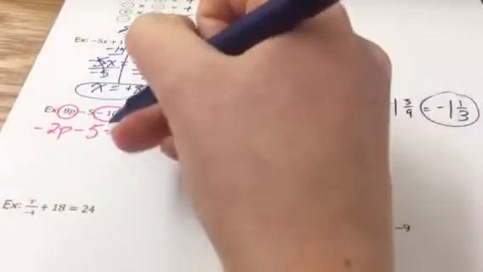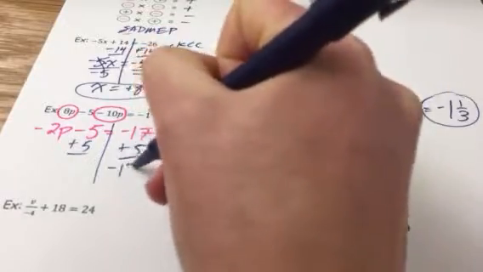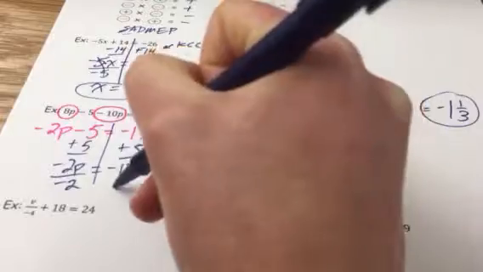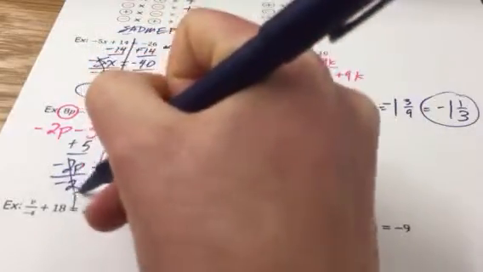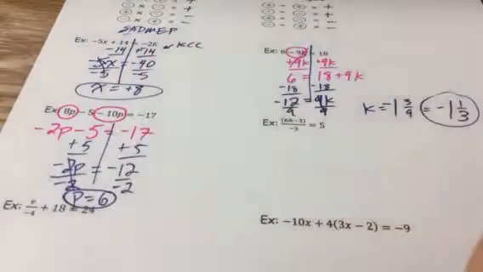We're going to go ahead and get rid of the subtracting first. Adding 5 to both sides, we get negative 12 equals negative 2p. Divide by negative 2. P is equal to positive 6, because a negative divided by negative is positive.